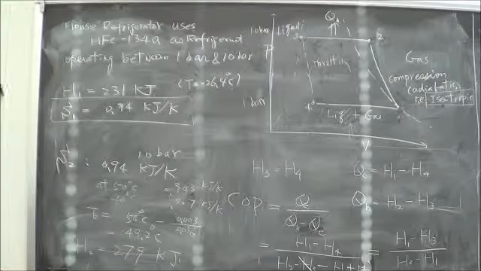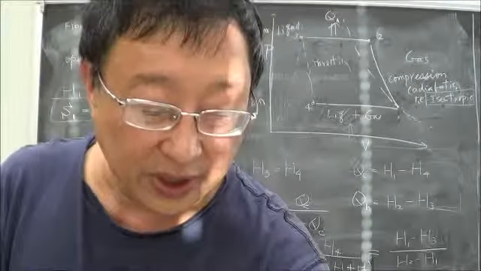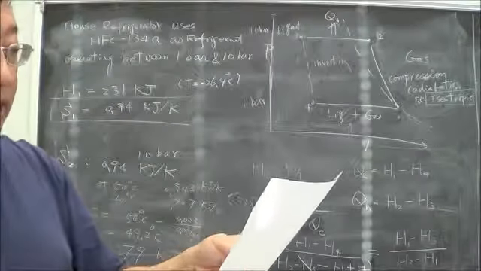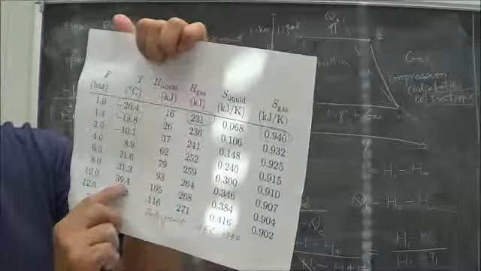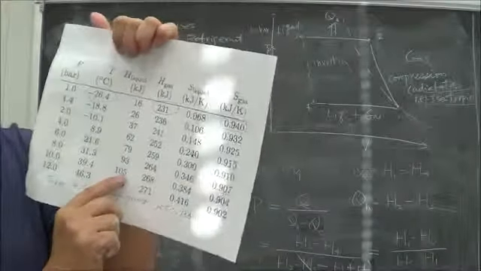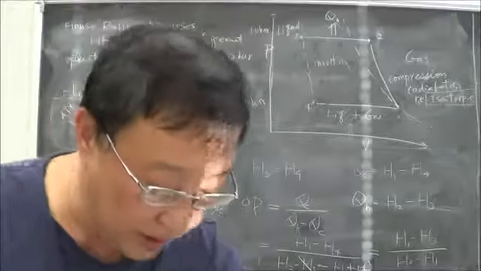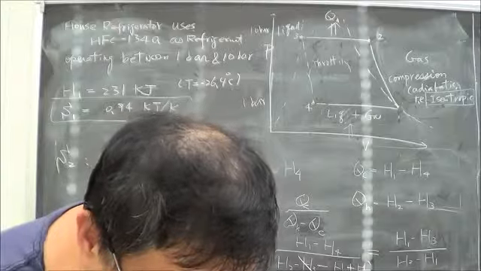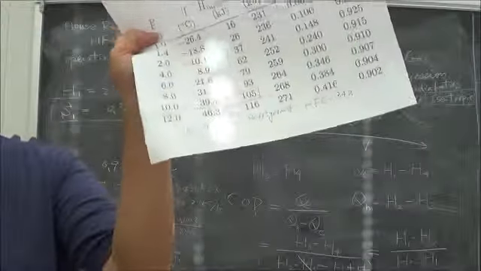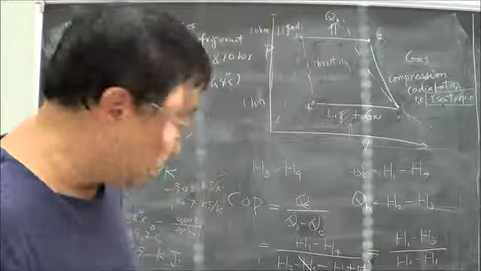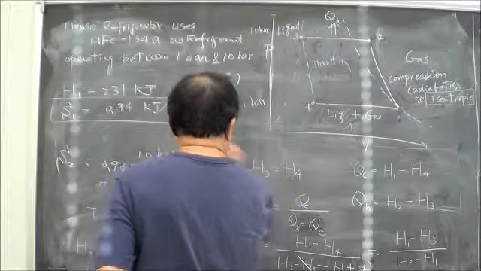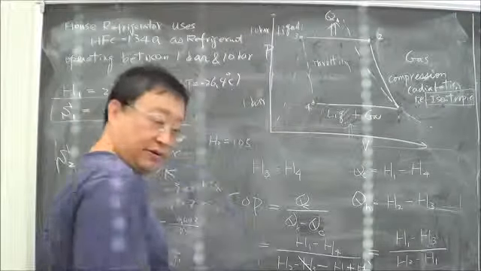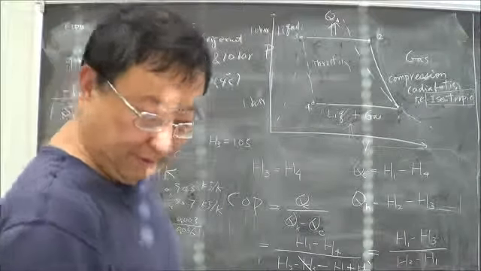H3, remember, I can come back and use this table, 4.3, 10 bar, and this is going to be at 39.4 degrees, and it's going to be at the liquid. So H3 is going to equal 105 kilojoule.